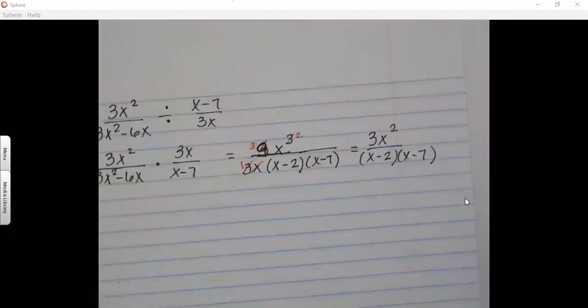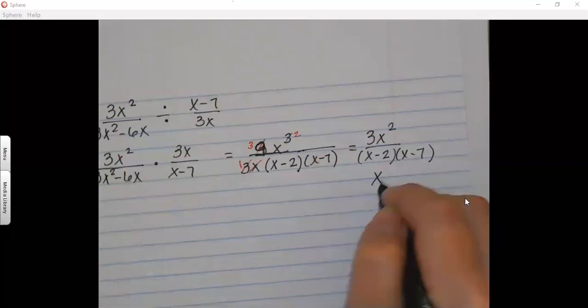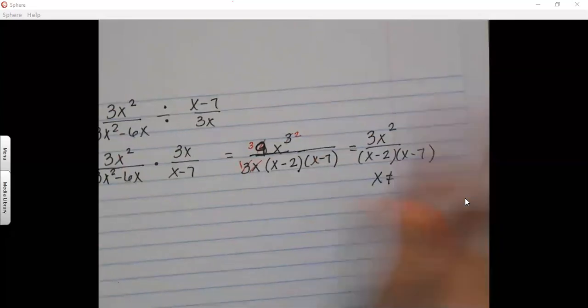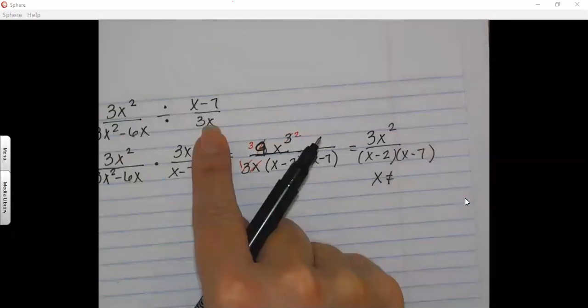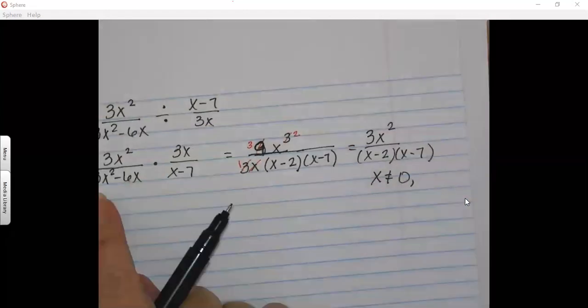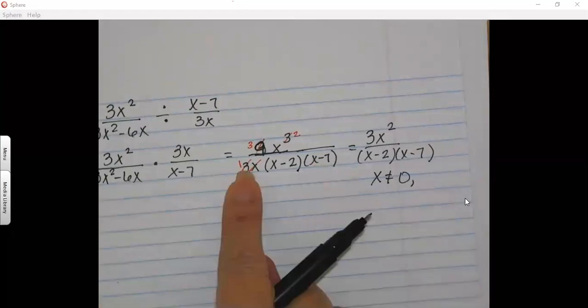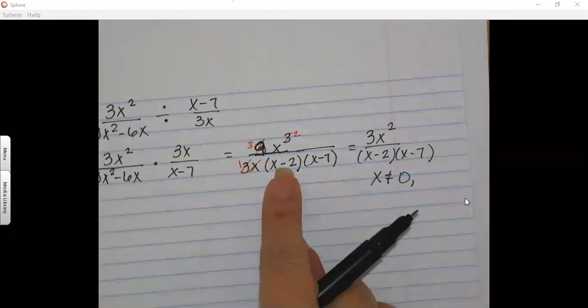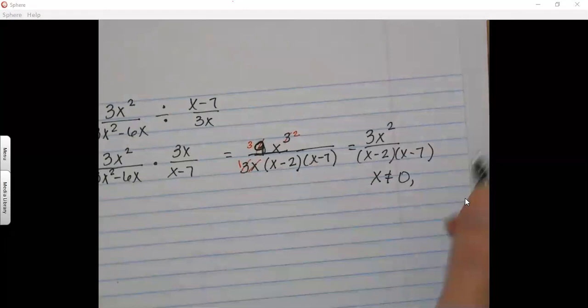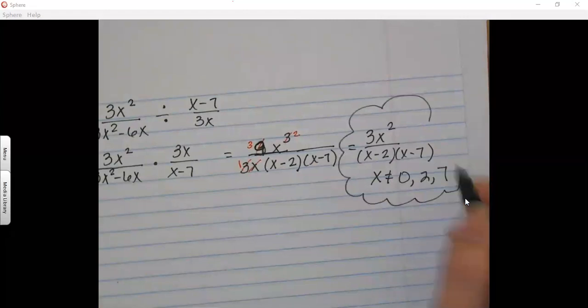We have to also list our excluded values. x cannot equal, from the 3x that got moved to the denominator, what can x not equal there? 0. And then let's look at the denominator once it was all factored. It's easy. So 3 times x can't be 0. We already have that one. For x minus 2, x cannot equal 2. And for x minus 7, x cannot equal 7. Cool beans. Hopefully I got the same answer. Yes, I did. All right, number 10.